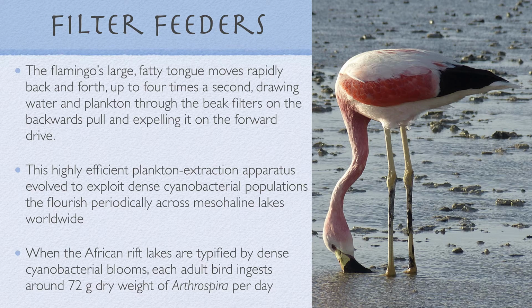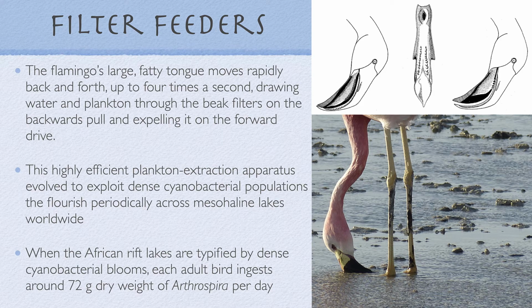And this very efficient feeding mechanism is utilized to extract phytoplankton from the various African Rift Valley lakes. It's why the lesser flamingo can flourish in any mesohaline lake with a suitable phytoplankton population. This has been measured in the African Rift Valley lakes, where when we have a dense phytoplankton bloom, an adult bird can ingest around 72 grams of dry weight Arthrospira per day.